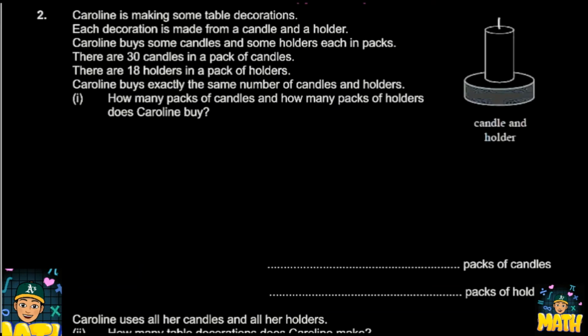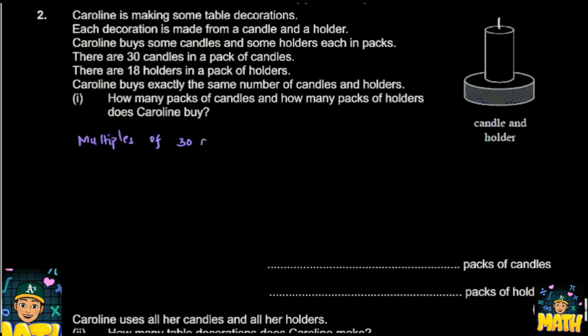The next question asks us about table decorations. So in this question, we are going to consider the number of candles in each pack and the number of holders in each pack. So we are asked to write how many packs of candles and how many packs of holders Caroline needs to buy for them to be exactly the same. So in this case, we'll consider multiples of 30 and 18.